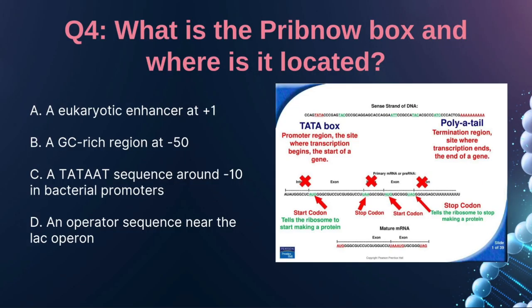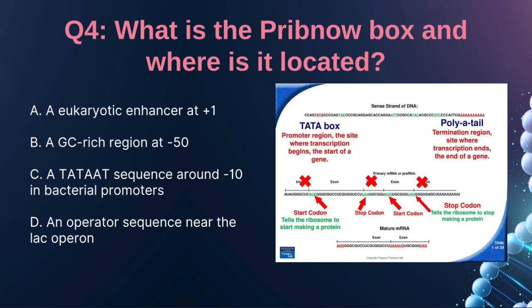Now, what is this Pribnow box that we just said is a region at 10 nucleotides upstream, and where is it going to be located? So part of the answer has already been told, so I guess you can already say that it's C. The sequence plays a key role in transcription initiation in prokaryotes by facilitating the unwinding of the DNA, because we need the DNA to unwind in order to allow for transcription to occur. So we need this region for the initiation of transcription.